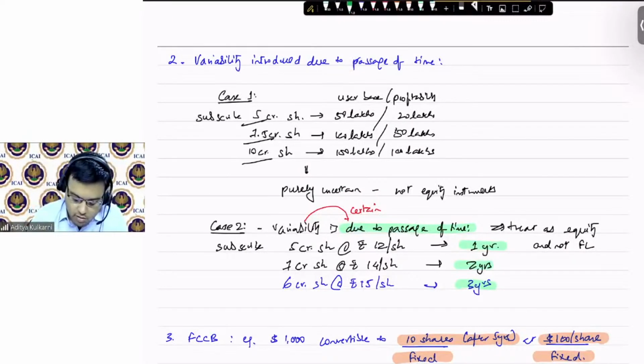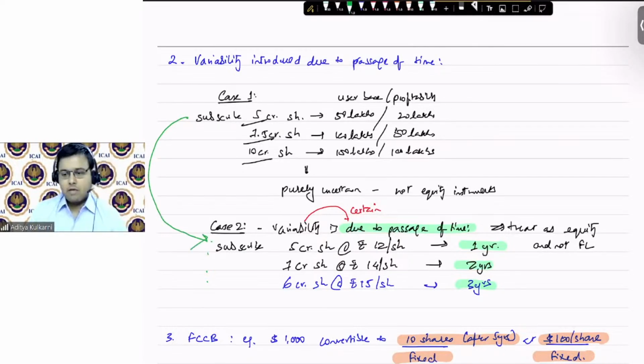Okay. I don't want to get into the debate because there are various cases why it will happen. See, when I'm giving them a variability due to time, this variability is probably introduced based on certain business factors. How do you say, sir? Sir, can you say that I expect that I meet 50 lakhs user base or profitability of 20 lakhs at the end of year 1, and therefore I will structure the contract so that it appears equity.